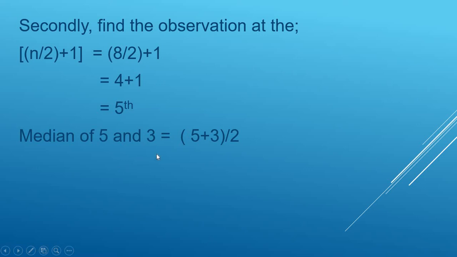So the mean of the 4th and 5th numbers, of this 3 and 5, sorry, is 3 plus 5 all over 2. That will give us 8 over 2. That will give us 4. So what this means is that the median is 4.